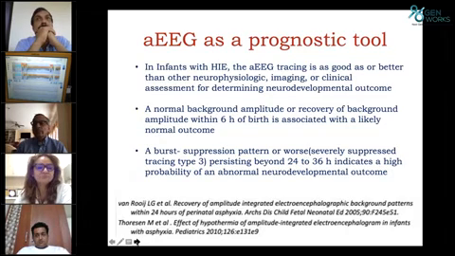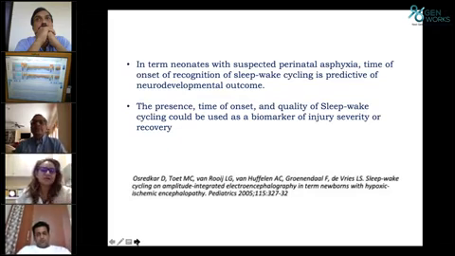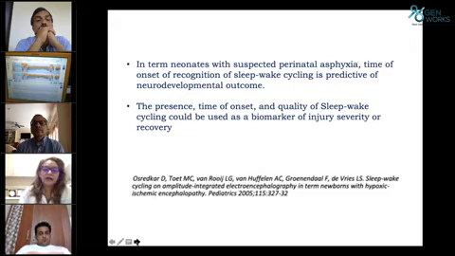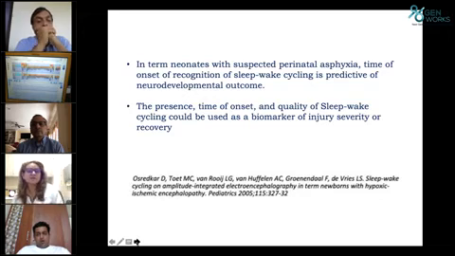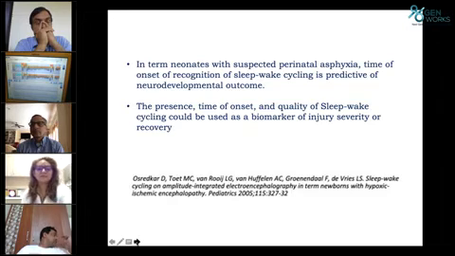Next slide. So now, one thing which, as I told you, from those studies, is that the time to normal pattern is more important than the time to coming to a sleep-wake cycling. And if you have both, then it is definitely going to be worse. And these could be used as a biomarker of injury severity and a biomarker of recovery, whether it has come early or late. Next slide.